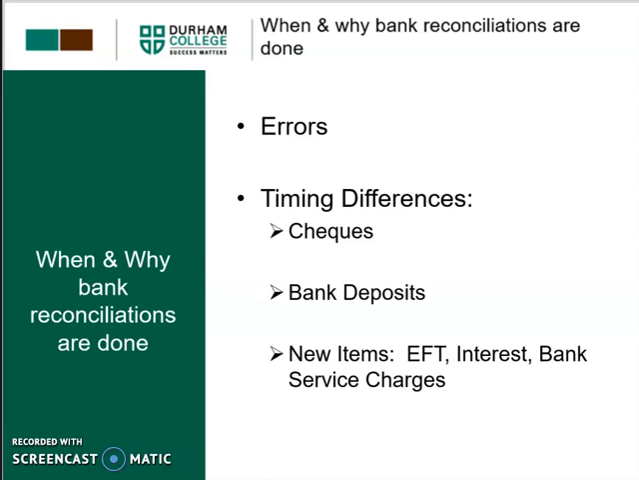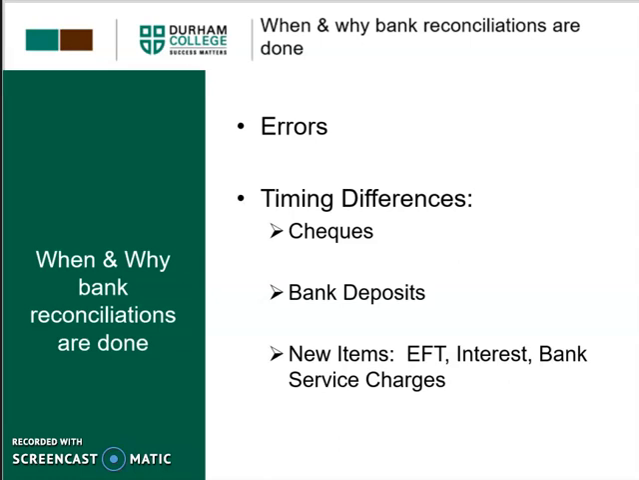We need to calculate the amount of cash we have after all of the outstanding items are cleared. We need to update our books for items not yet recorded in our books, but need to be. These are called timing differences. Timing differences exist because of three factors.